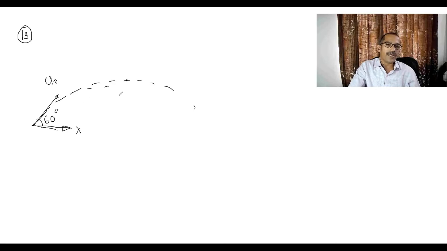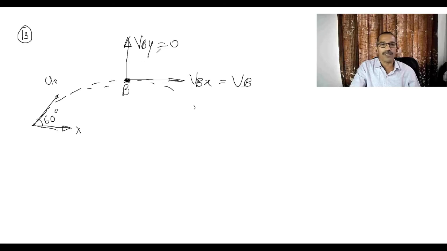Once it reaches this position, what is the direction of velocity? Say this is any point B. Your VBy, the vertical component of velocity, becomes 0. That means we get only the horizontal component, VBx, which is nothing but VB, because VBy is 0. Initially, if we resolve, this is U0y. The vertical component of velocity reduces, which we also discussed.